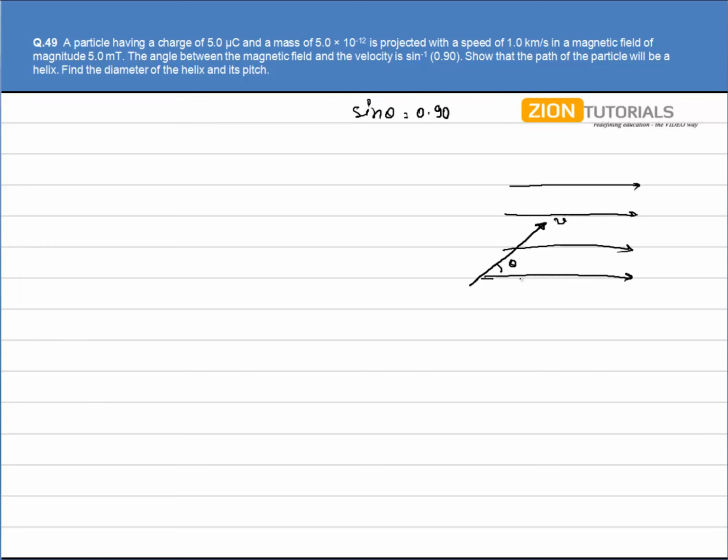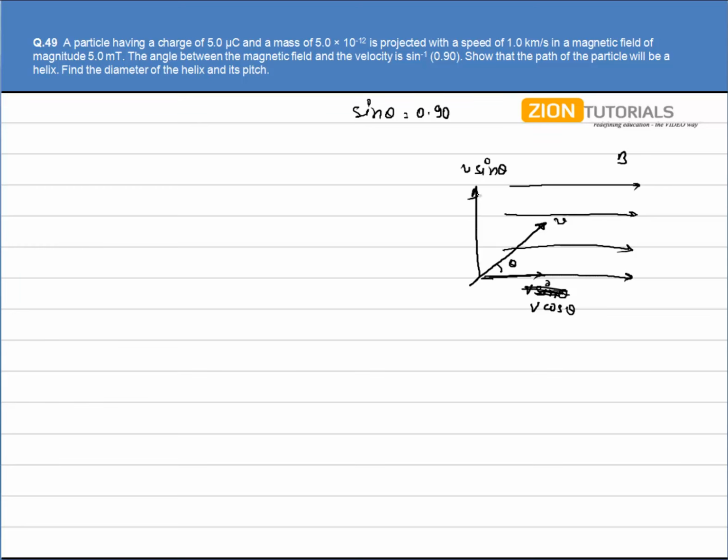Now first of all, I'll take the components of the velocity: this will be v sin θ, this will be v cos θ. Now I will assume that there are two different velocities in two different directions. I have to calculate the diameter of the helix first of all, but first I'll show you why it is a helix.